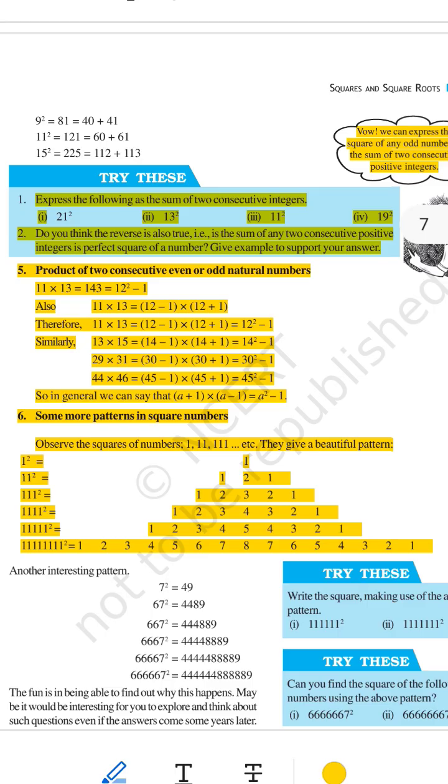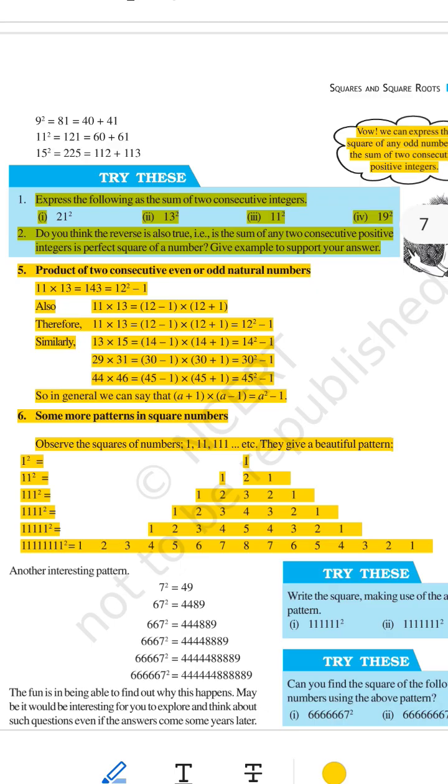111111 times 111111 equals 12345654321. So 1, 2, 3, 4, 5, 6, 5, 4, 3, 2, 1. It's like a mirror. Rule: when you square a number made of repeating ones, like 11 or 111, the result is a number that climbs up then down. What does that mean? Say you square 111, three ones, the answer becomes 12321. You square 1111, four ones, the answer becomes 1234321. You square 11111, five ones, the answer becomes 123454321. The answer looks like a mirror.